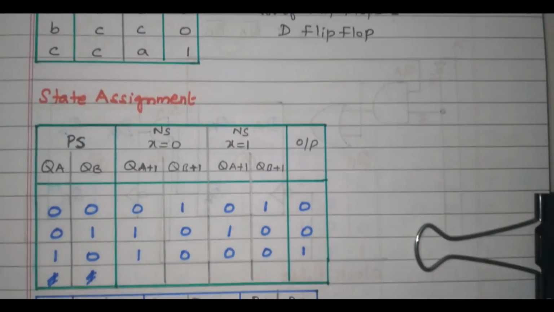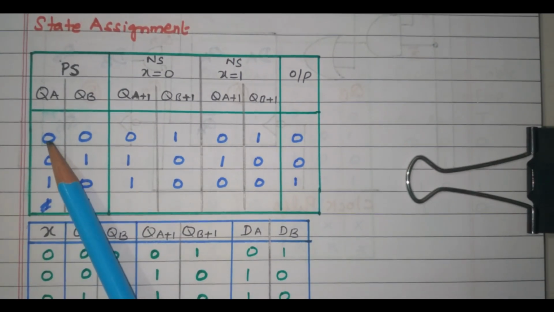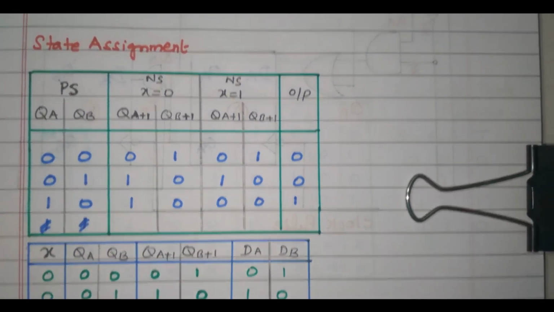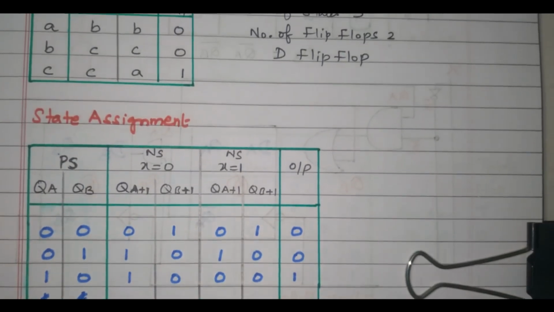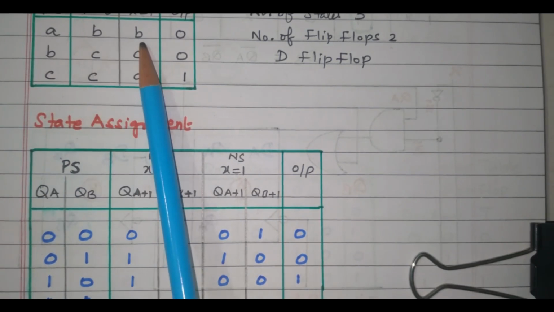Now we'll see this state assignment. There are three states: 00, 01, 10. 11 is not available. Only three states: 00, 01, 10. So how does it change? A goes to B for x equal to 0 as well as x equal to 1.